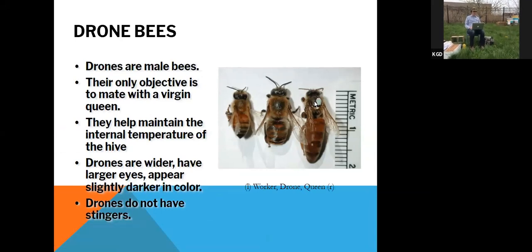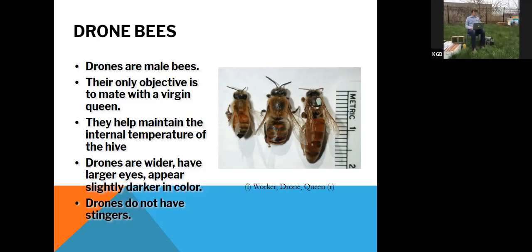Drones are males. Their main objective is to diversify the genetics, so to speak, and mate with queens of different lineages. They also serve, because they're larger bodies, a function to regulate the temperature inside the hive. They do not have stingers. They have large eyes because that helps them to find the queen when they're out on their mating flights.